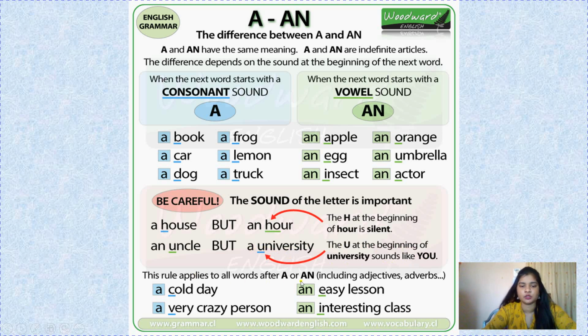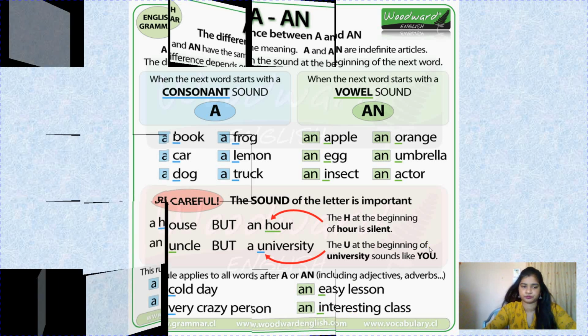This rule applies to all words after a or an, including adjectives and adverbs. For example, a cold day, children. This is an adjective. It doesn't matter whether it is an adjective or adverb, we have to take care of articles here. So, a cold day, a very lazy person, an easy lesson, an interesting class. So can you see E and I are vowels? So we have used an.